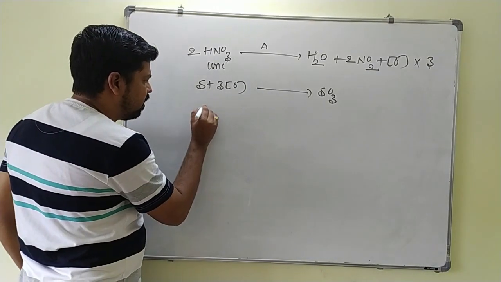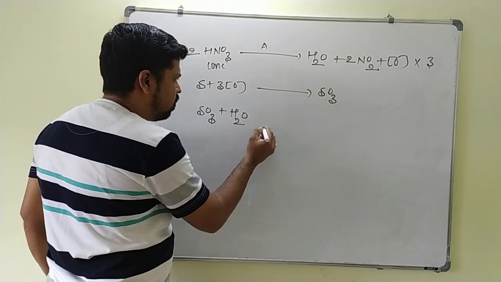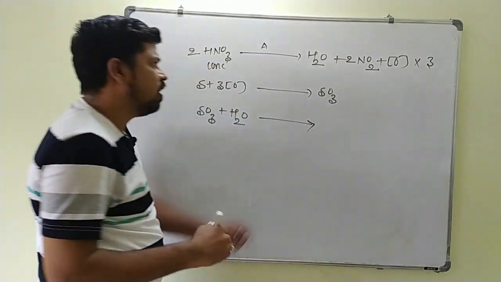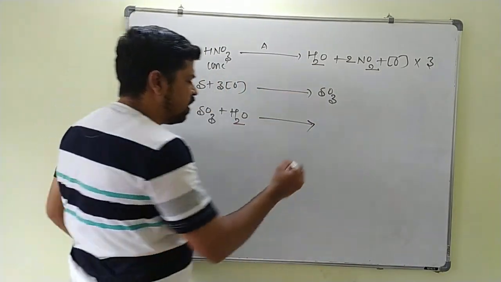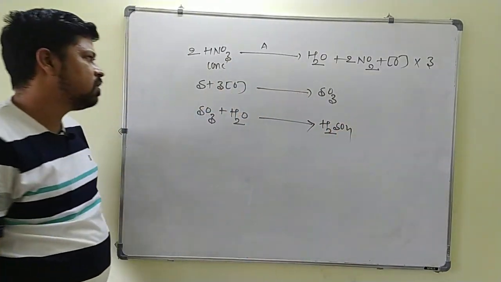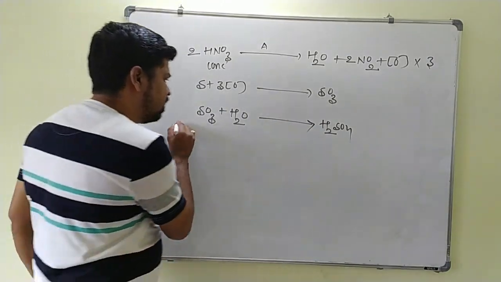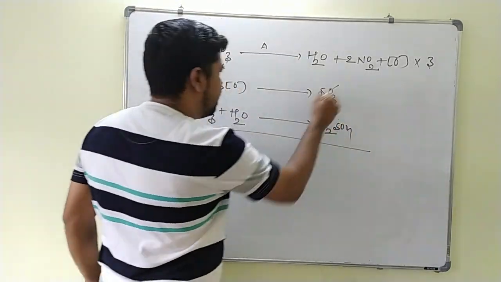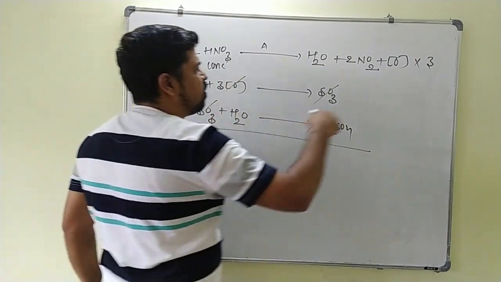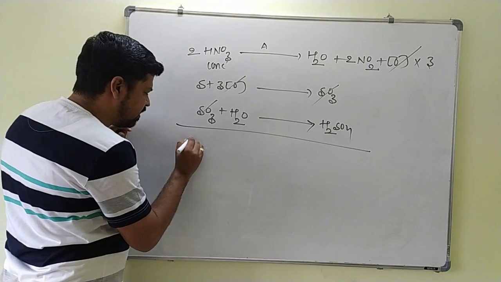Now if I write, this is SO3, again it is dissolved in water, it reacts with water. Already water is also available here. So what will it form here? H2SO4. So in this way sulfur is oxidized to sulfuric acid here. Now what happens here? SO3 gets cancelled, 3 nascent oxygen get cancelled. Remaining everything you have to write as it is.